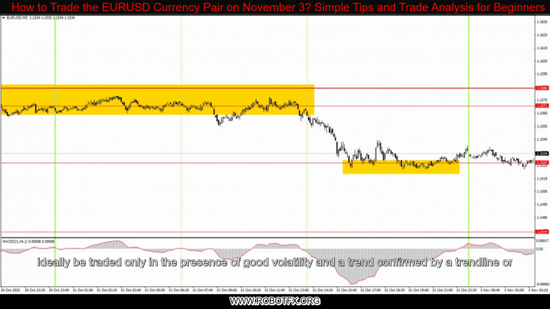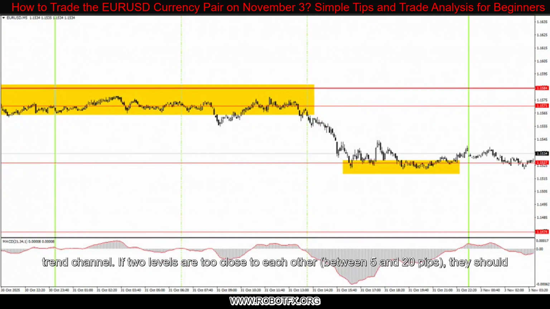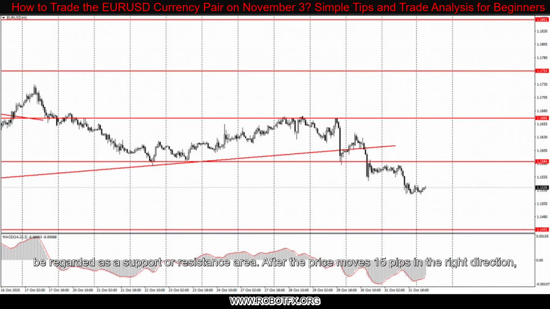If two levels are too close to each other, between 5 and 20 pips, they should be regarded as a support or resistance area. After the price moves 15 pips in the right direction, the stop loss should be set to break even. What to look at on the charts: support and resistance price levels are targets for opening buy or sell positions. Take profit levels can be placed near them.